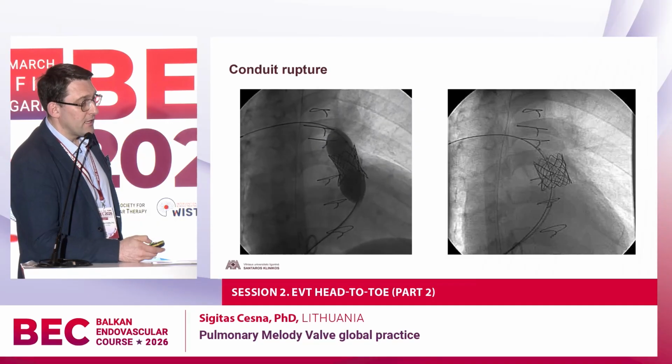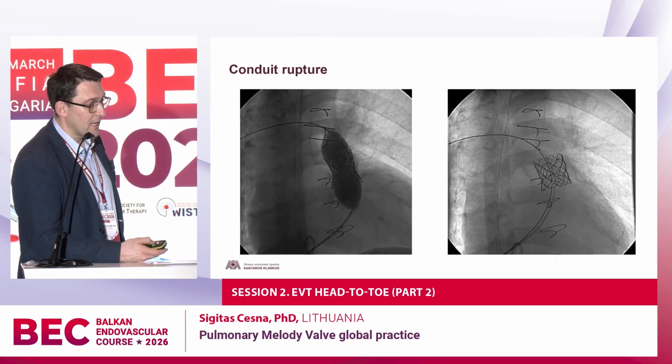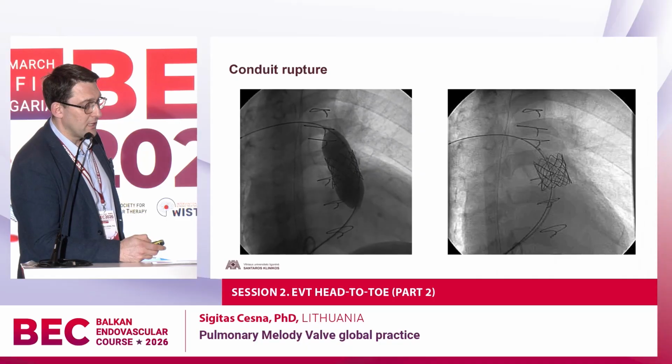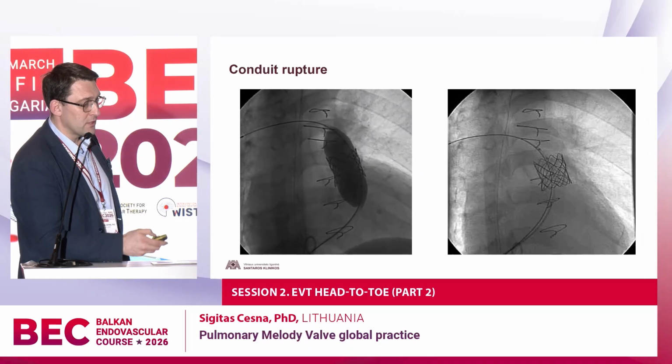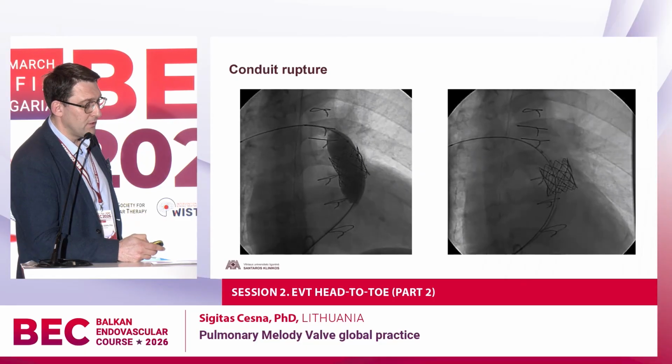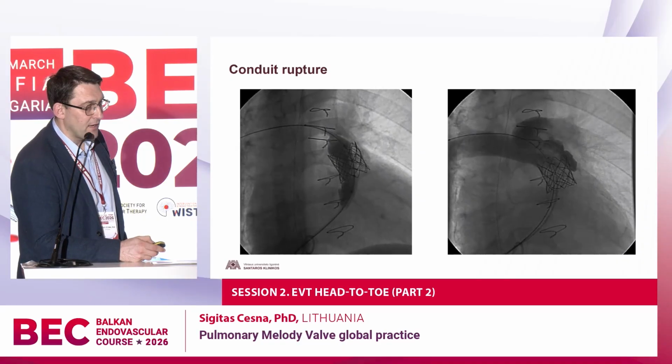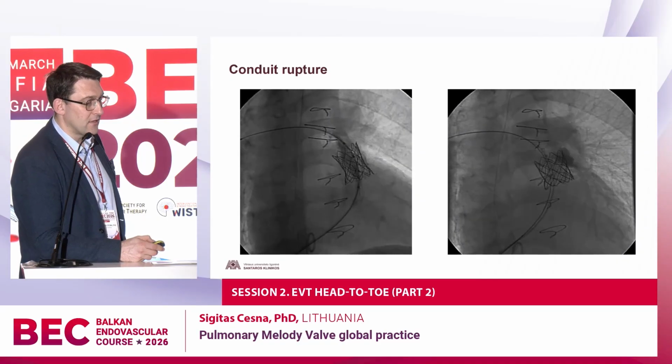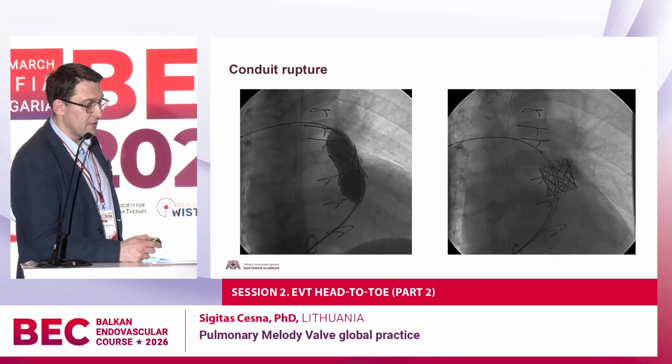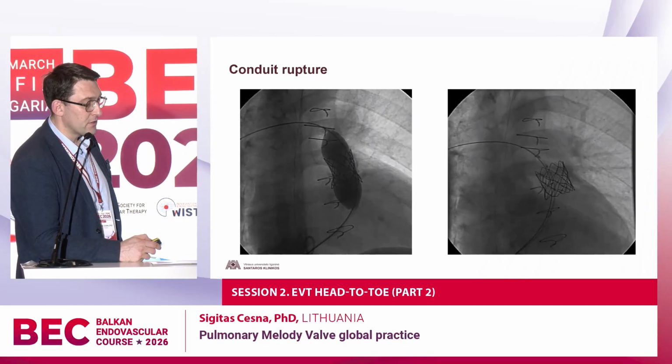The conduit rupture, again, this is the case when the valve was already implanted and was post-dilated with a balloon. And here we have a leak just at the top part of the stent with some contrast going into the pleural space.